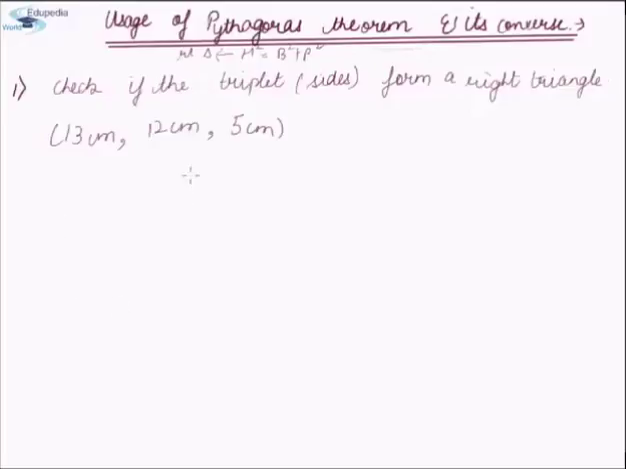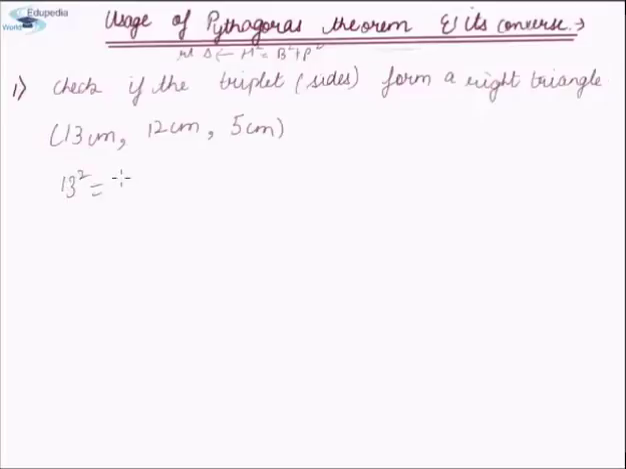Now we will be having three questions. First, to check whether a given triangle is a right triangle or not, and the other two will be prove based questions. So the first question says, check if the triplet forms a right triangle or not. Friends, for checking the right triangle, we need the square of all these sides by using the converse theorem.